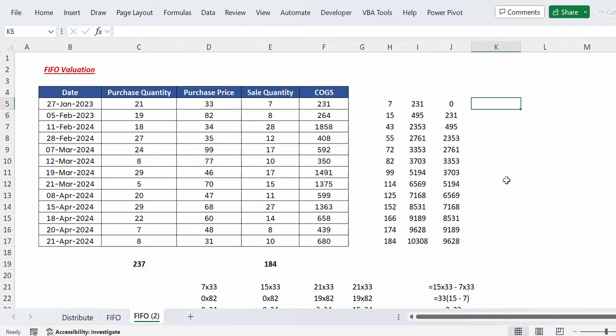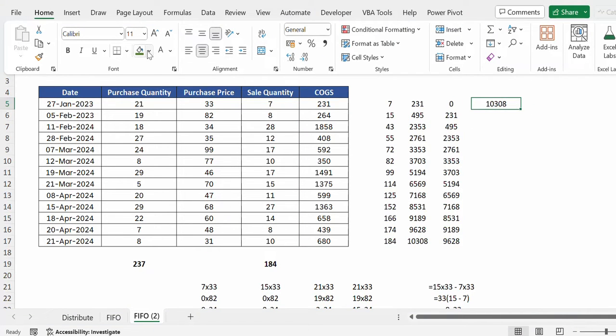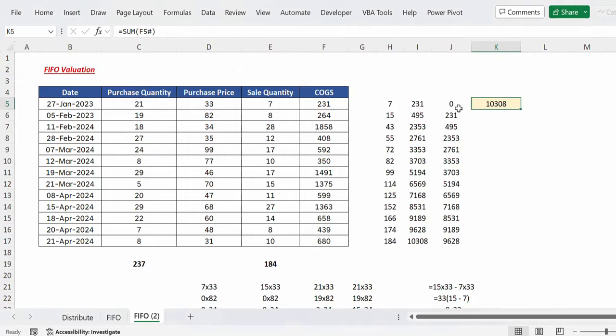And if we try to see the total cumulative value, the sum of all the cost of goods sold here, it again comes to 10308. So this is the total cost of goods sold for this period. So let me highlight this as well separately.